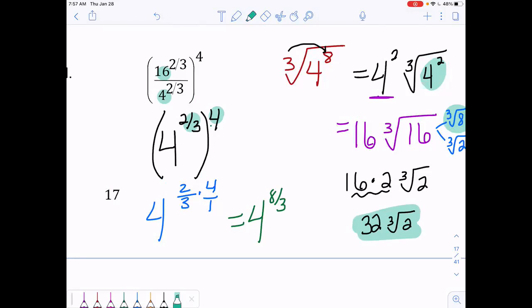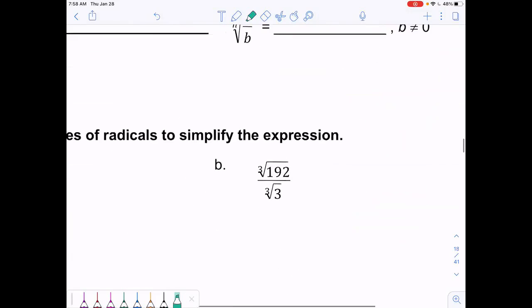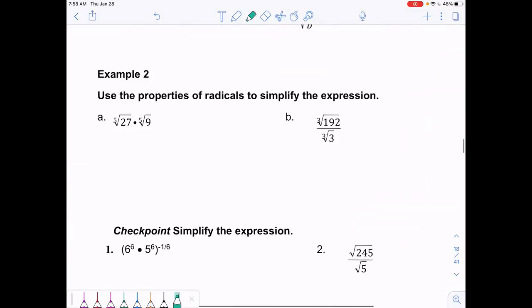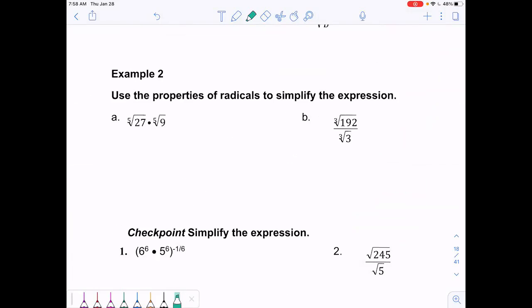Questions? So we are going to look at the next page. I think you'll see that these properties, we've been working on these. And this is more of just a review, pulling this in.